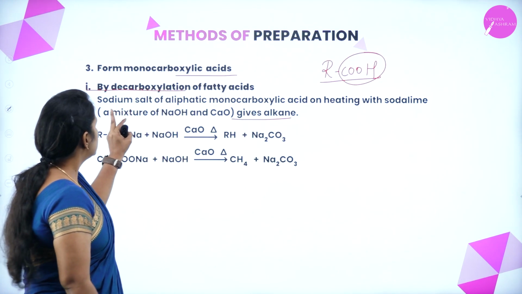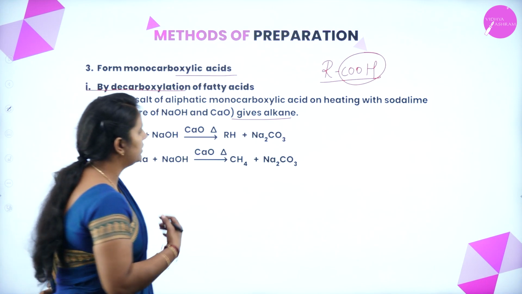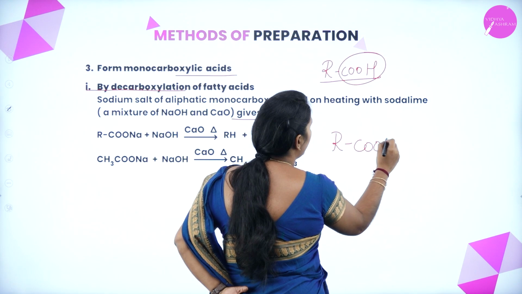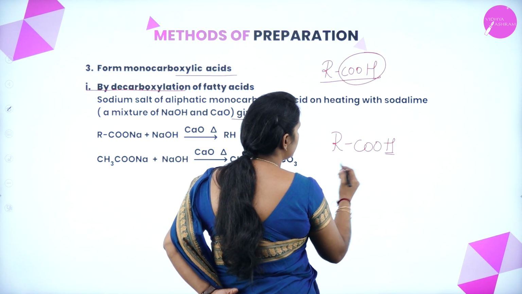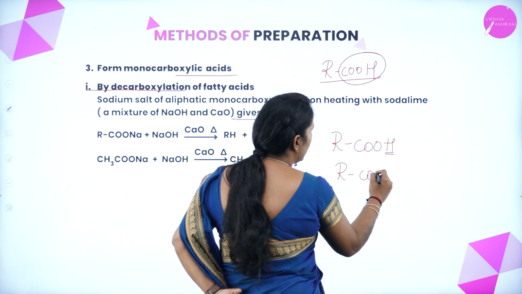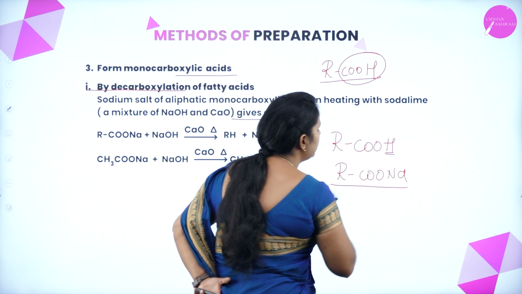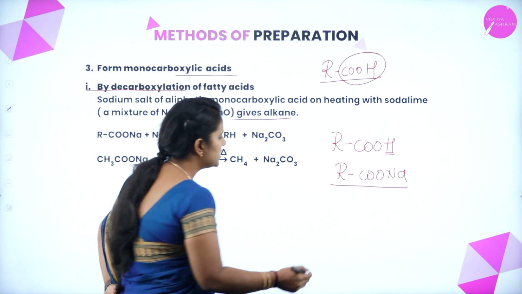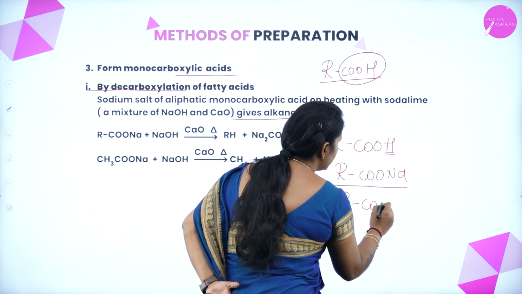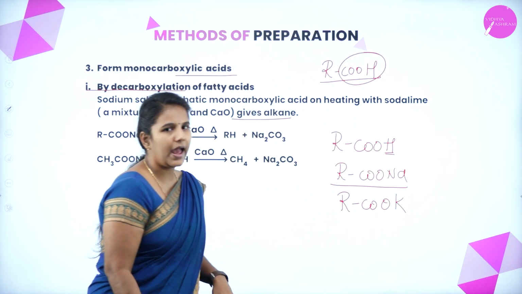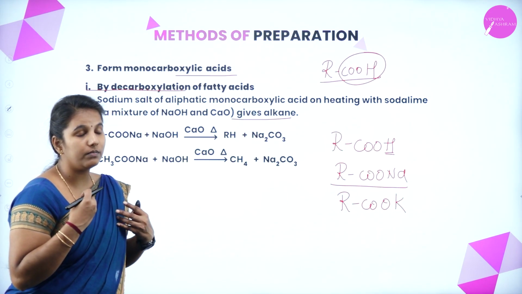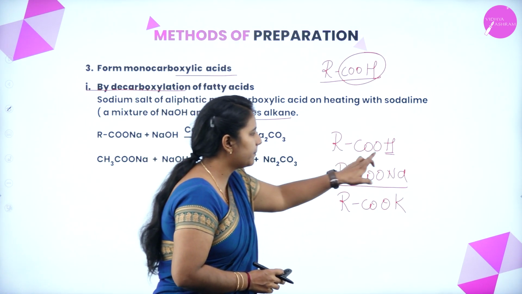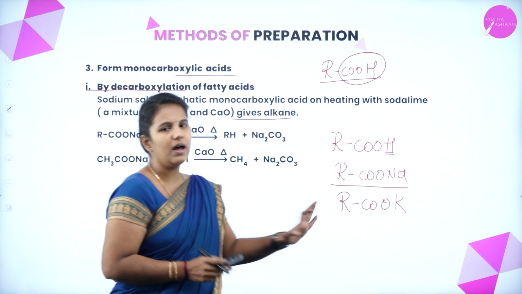What are the sodium salts of carboxylic acid? We know that we represent the carboxylic acid as RCOOH. If I replace the H with Na, then we say it is the sodium salt of carboxylic acid. If I replace it with potassium, we can say it is the potassium salt of carboxylic acid. So it is very simple to remember what the sodium salt of carboxylic acid is, just by replacing the H with sodium or H with potassium.